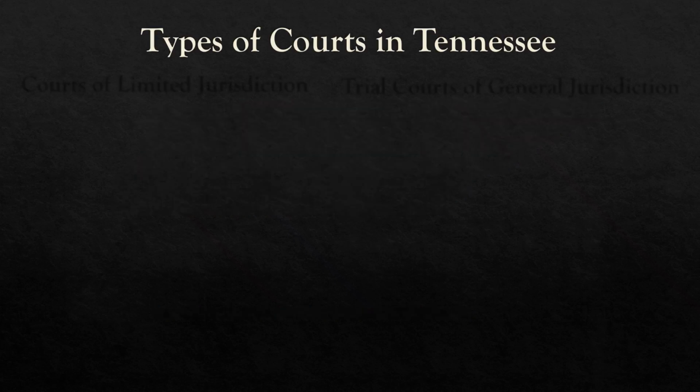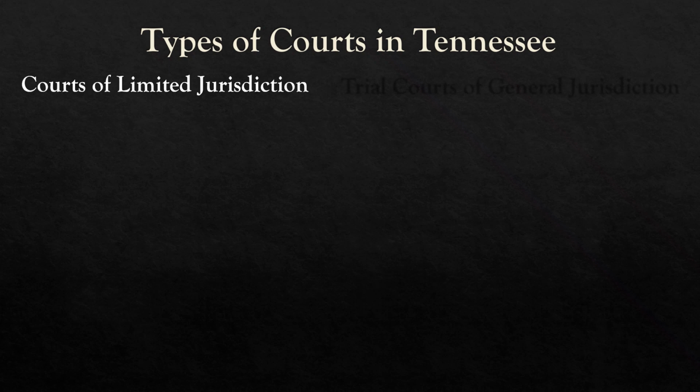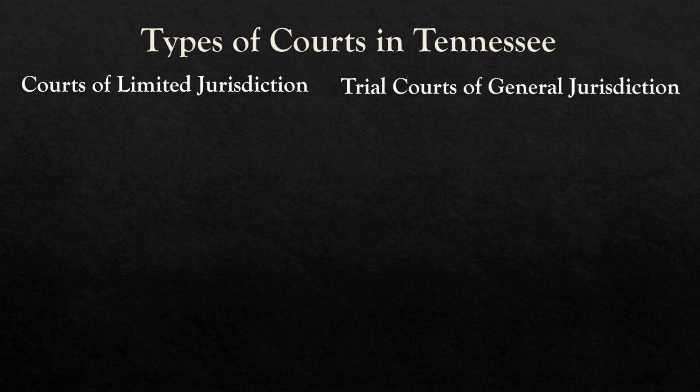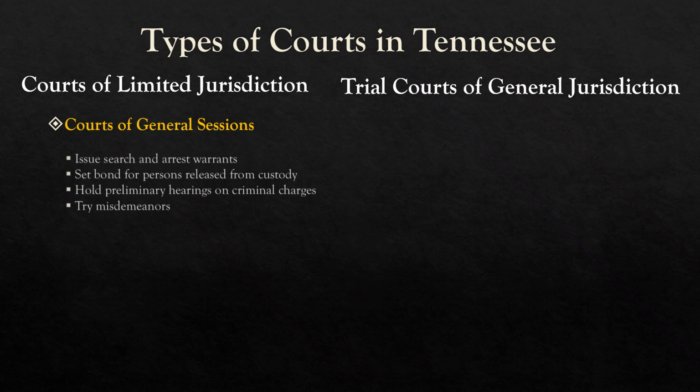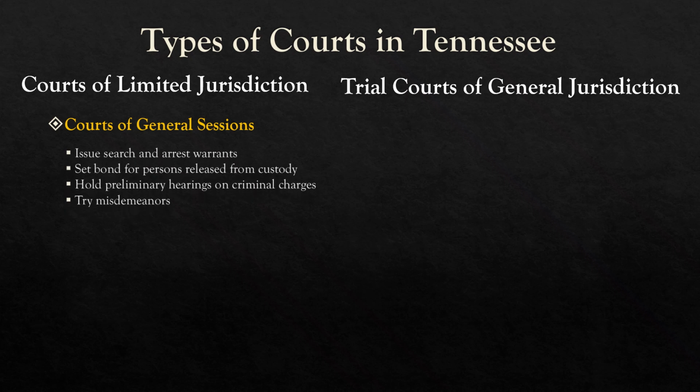Types of courts in Tennessee. This is another one that may be a written exam question, so make sure that you go to the book and read this in detail. Remember, this PowerPoint is just a little guide for you. The book has all the details, but this gives you a broad view. There are courts of limited jurisdiction and courts of general jurisdiction. The courts of limited jurisdiction are the lower courts, the courts of general sessions, or the district courts, as some call them. They deal with issues where they can issue search and arrest warrants. They can set bonds for persons to be released from custody.